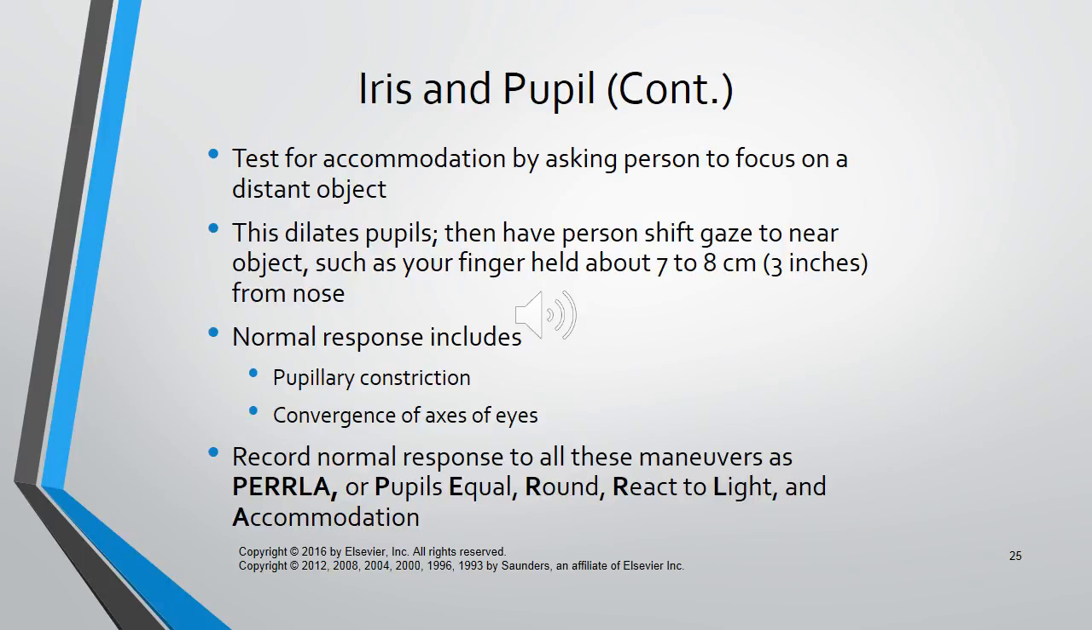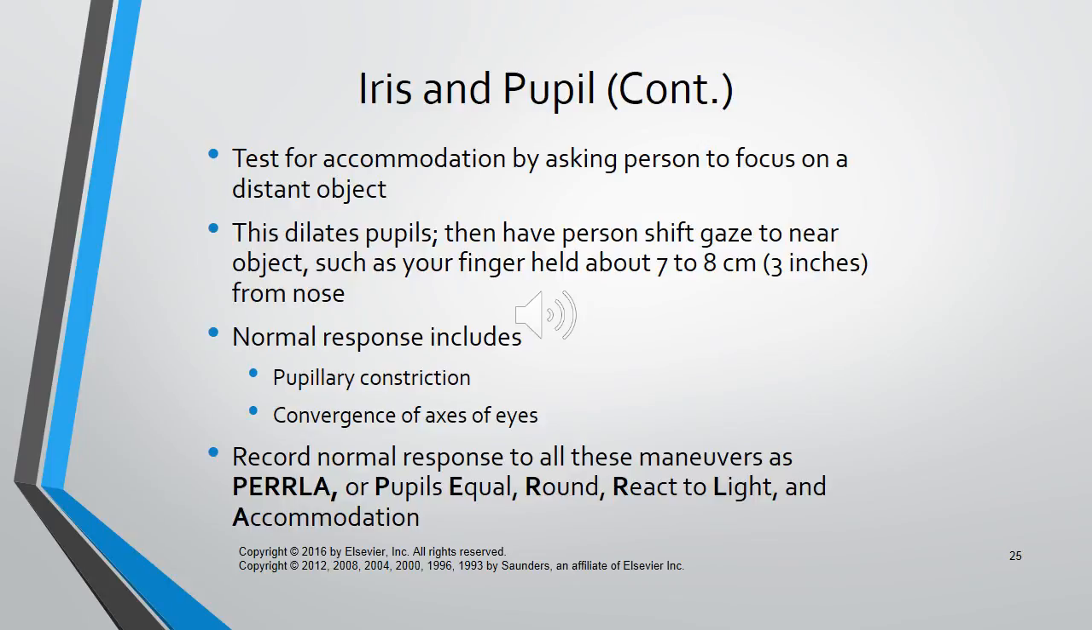Turn the lights back up in the room if the room is dim. Have your client focus on the wall opposite of where you are in the room. This will dilate the pupils, and then bring whatever object you're going to use in front of their face and have them focus on it and then move that object towards their nose. So the normal response to this would be constriction of the pupils and convergence of the eyes, or eyes staying focused and turning in on the object that you are drawing towards their face.